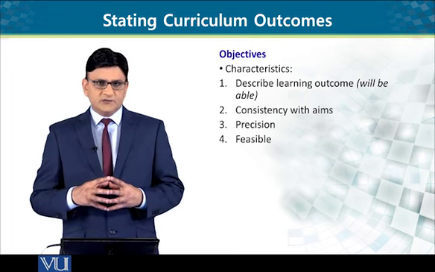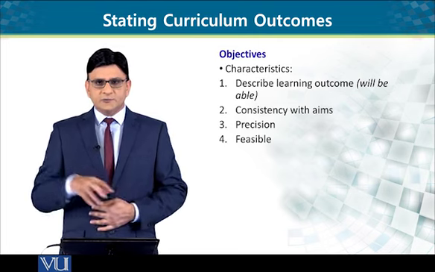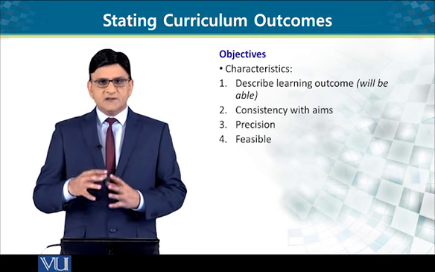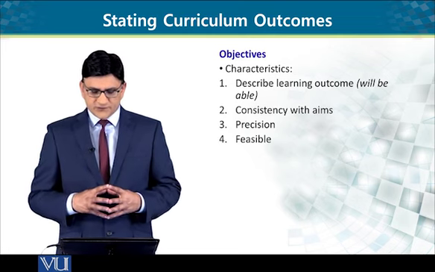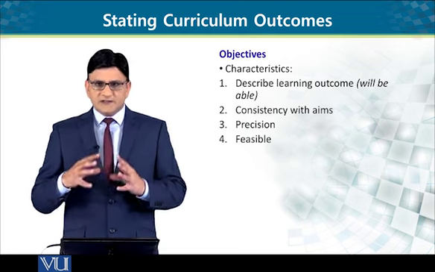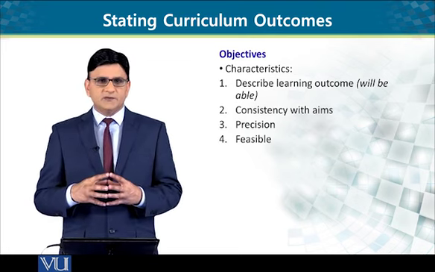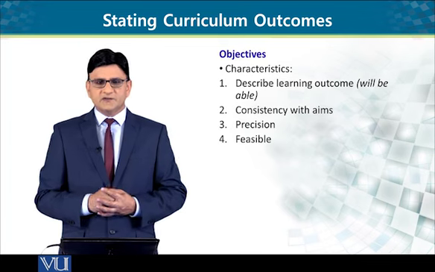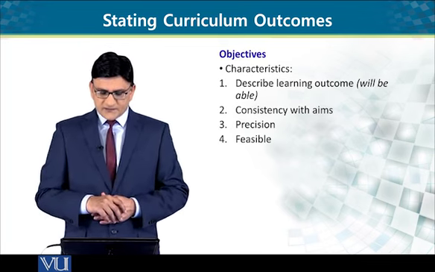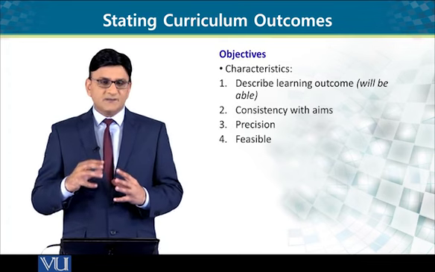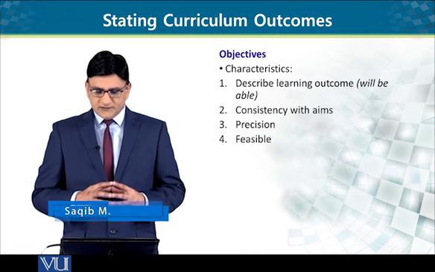As you might recall, as compared to aims, objectives are more precise and focused. They are more prescriptive, right? So while writing objectives, we've got some characteristics to look at, and these characteristics help describe learning outcome, right?